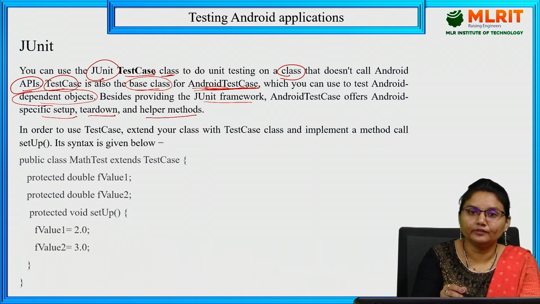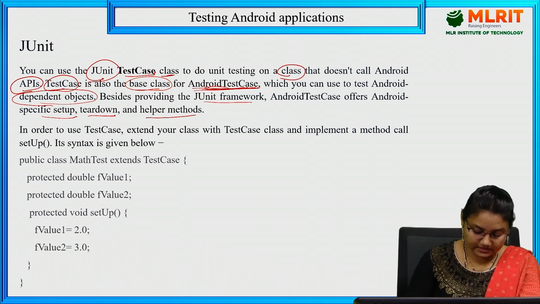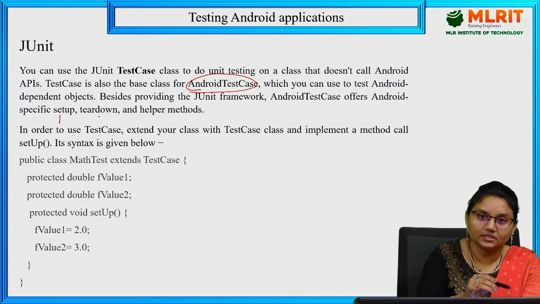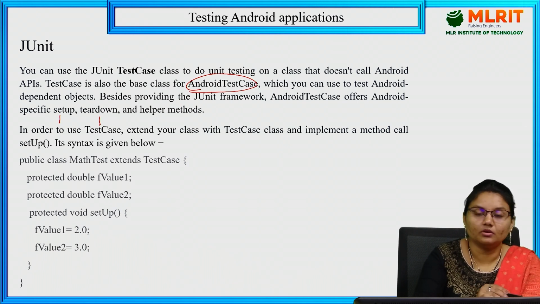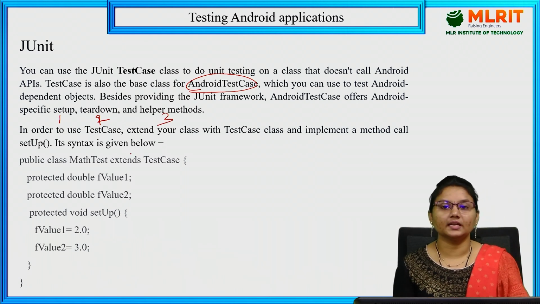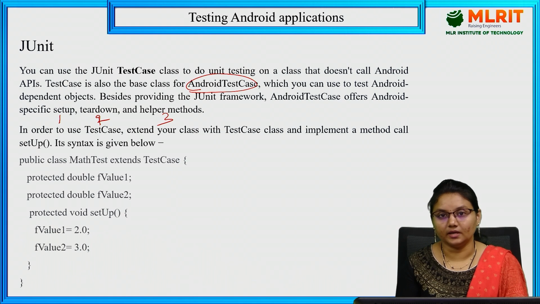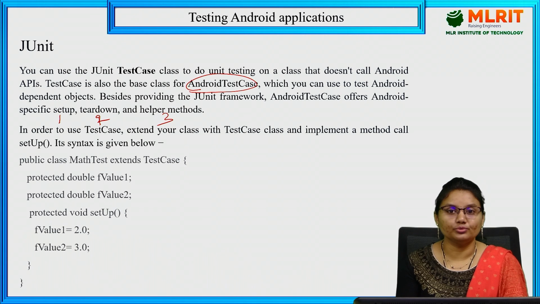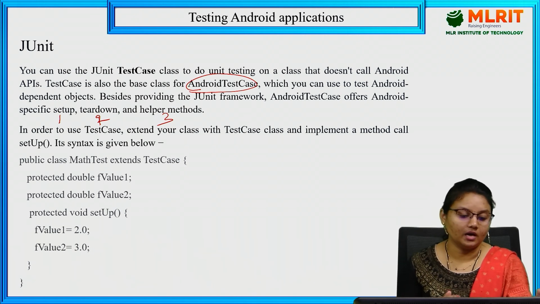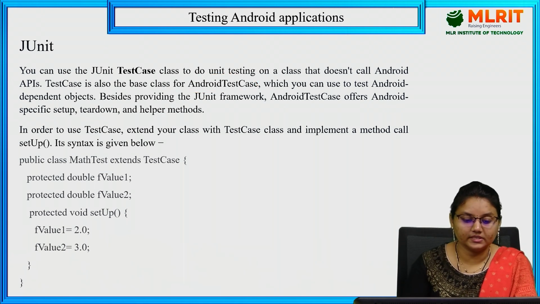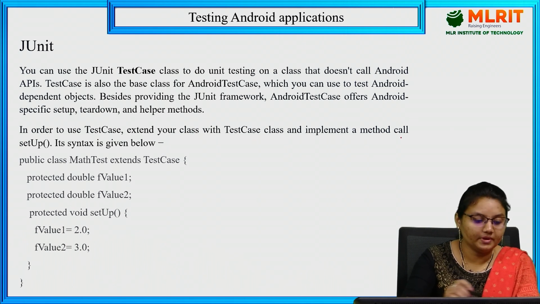So what can the JUnit framework do? If you are using this Android test case, it helps you first to set up your application using the classes, set up all the classes, then tear down all the classes, that is the second one, and helper methods. These are the different methods that are needed to implement your application. So setup, teardown, and also the helper methods of your Android test case class are used here. In order to use your test case, extend your class with the test case class and implement a method called setup.